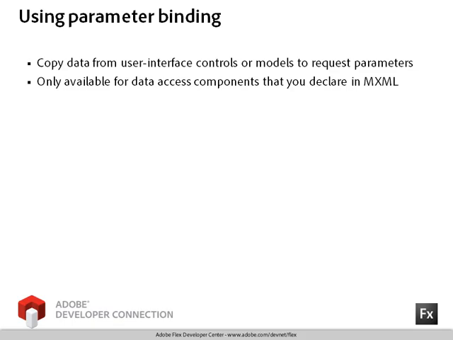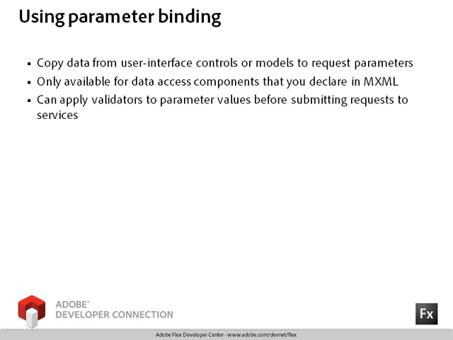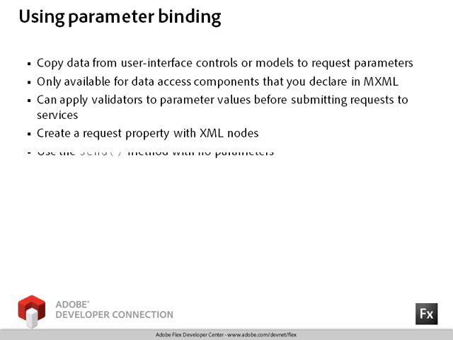in ActionScript. The advantage of using this method is that you can apply validators to the parameter values before submitting them to the service. To implement this method, simply create a request property and pass one or more parameters as XML nodes. You then actually send the data to the server using the service object's send method.